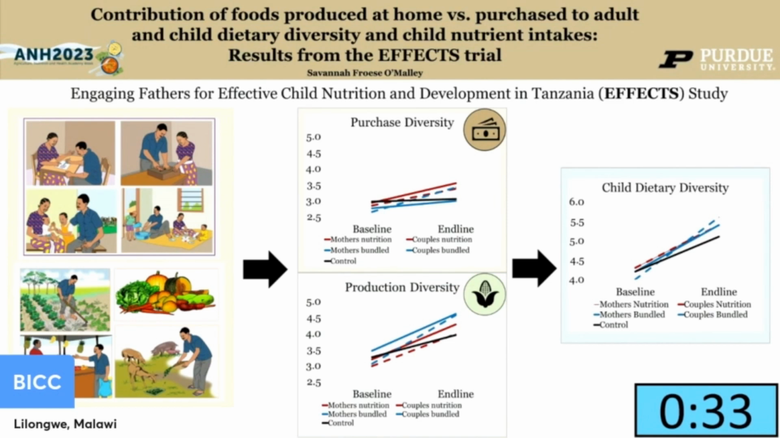We found that diversity of foods purchased and produced were each independently associated with child's adequate intake of essential nutrients. Households receiving the intervention had more diverse foods purchased and more diverse foods produced at home compared to households receiving no intervention. We also found that child dietary diversity improved dramatically, but only when fathers were engaged and provided both nutrition and parenting content. Come to poster number 37 to get the full story.